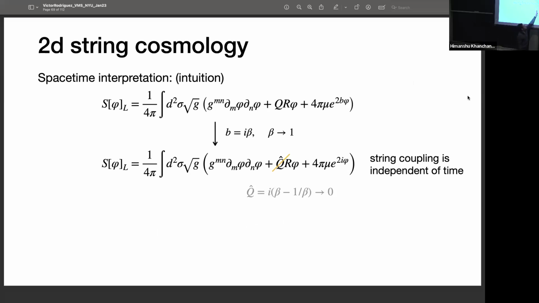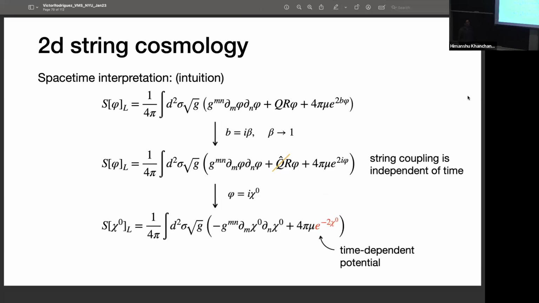Yeah, so this intermediate step: one simplifying feature of being precisely b equal to 1 is that the linear dilaton piece of this timelike piece is 0. So in particular, the string coupling is independent of time. You can relax that, but this is a simplifying feature, one thing less to worry about, at least.